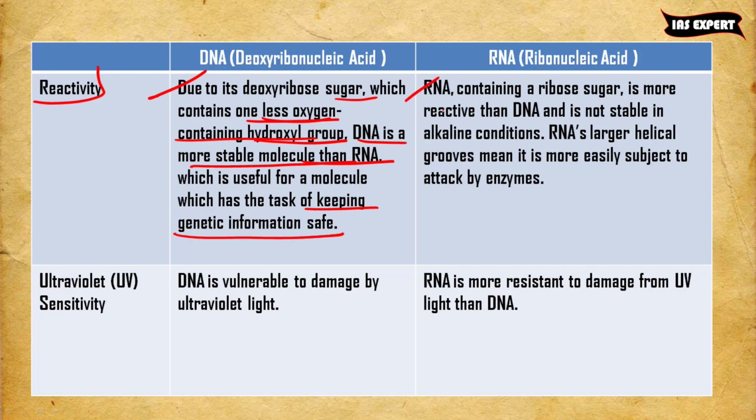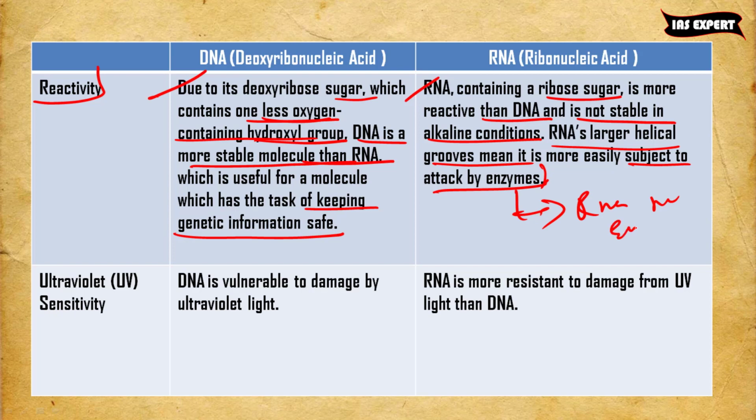Coming to RNA, RNA contains a ribose sugar and is more reactive than DNA and is not stable in alkaline condition. RNA's larger helical grooves mean it is more easily subject to attack by enzymes. So, RNA is more prone to enzymes.